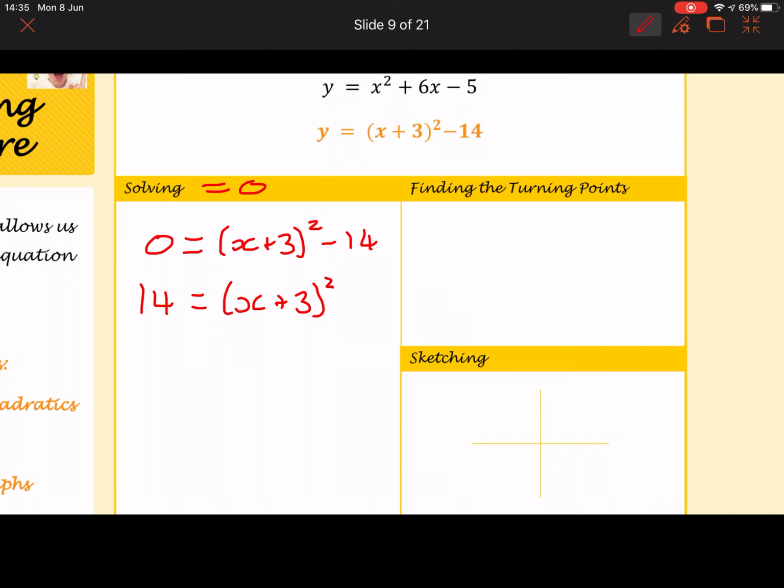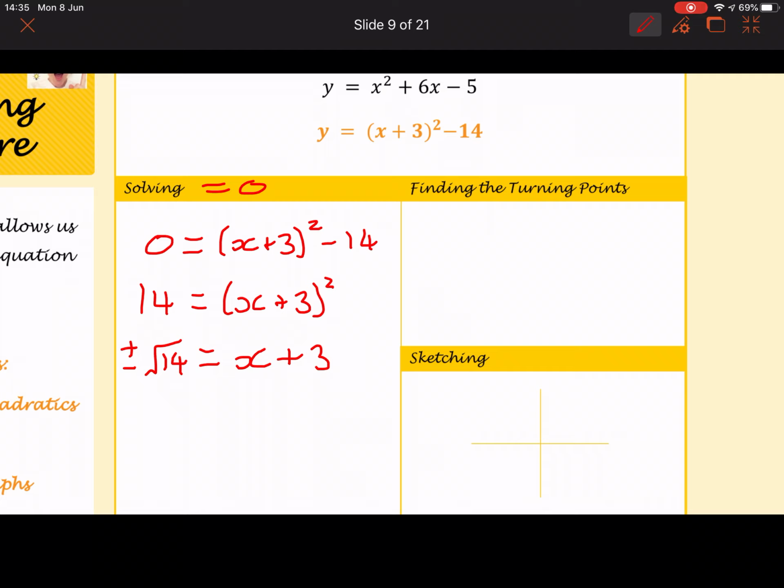What's your next step going to be? Square root both sides. So we get the square root of 14 equals x plus 3. Now we've got to remember, we've actually got to put a plus or a minus on this root 14, because when you square root a number, it will have two solutions, a positive and a negative. Just like when you're doing the quadratic formula and we've got plus or minus the square root of b squared minus 4ac, we've got two signs. So square root the 14, but write that plus and minus.